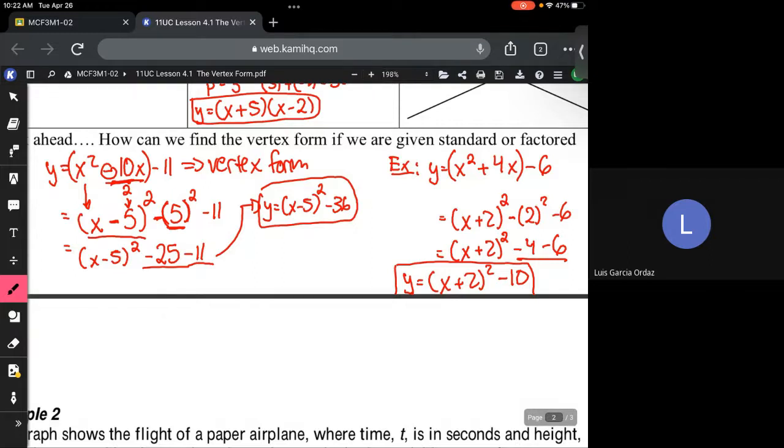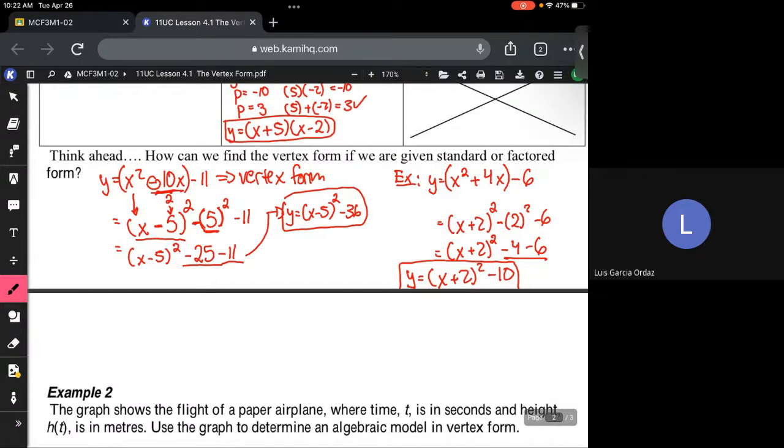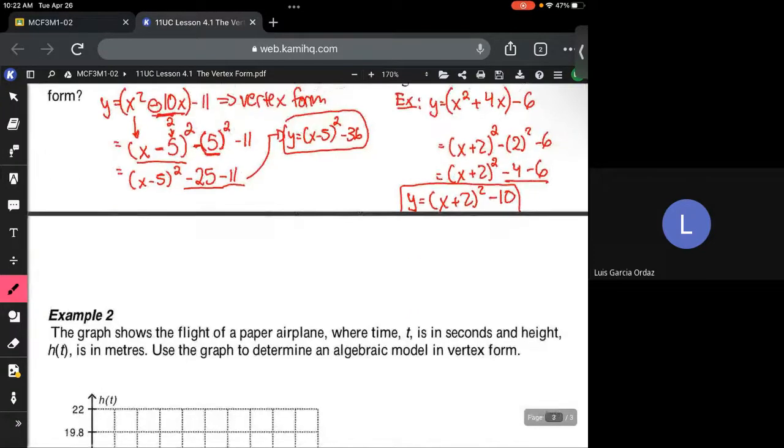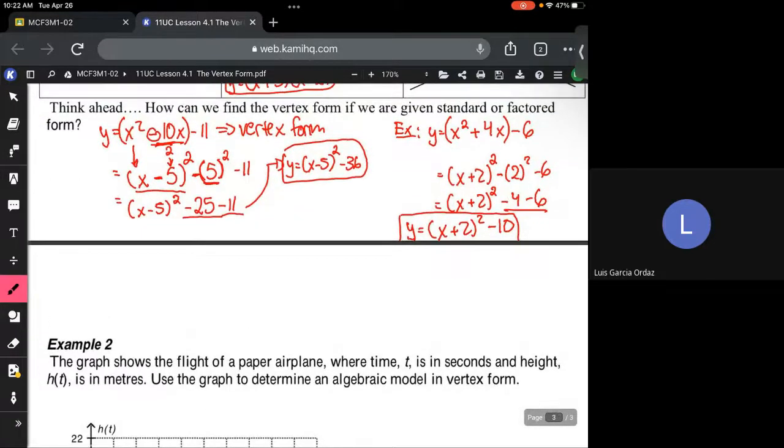So try to not burn out your brains with this right now. Yeah, I've been ignoring it.